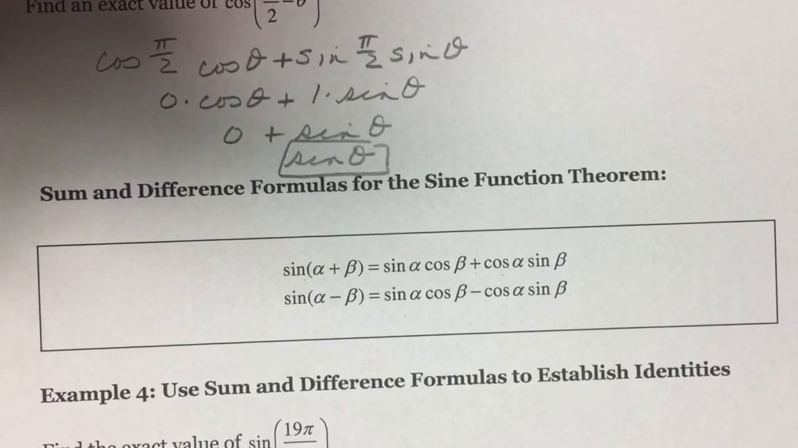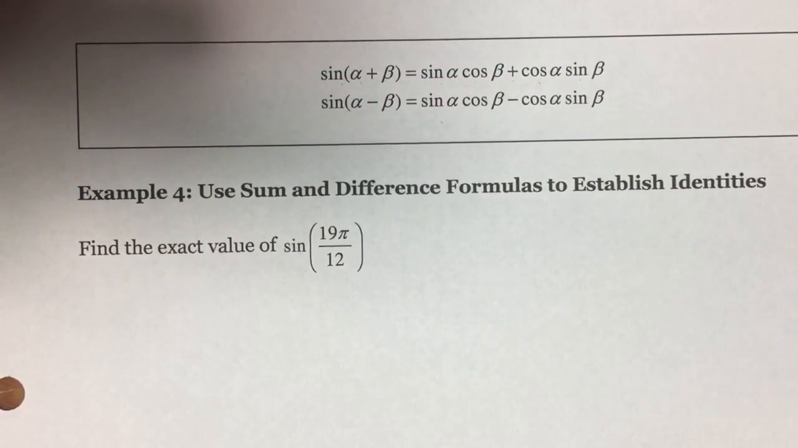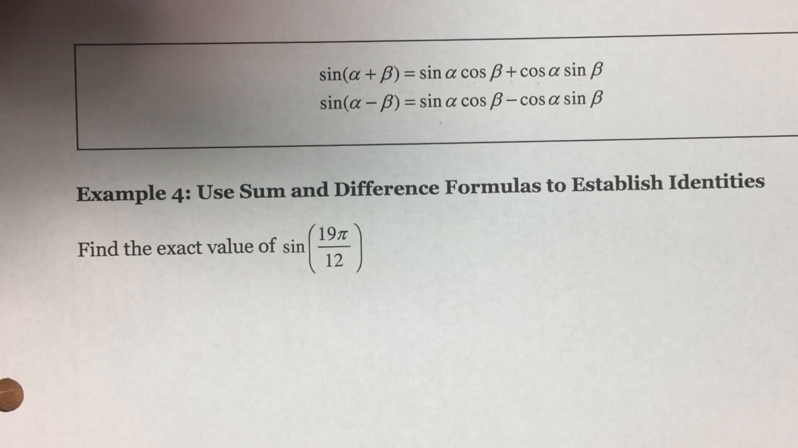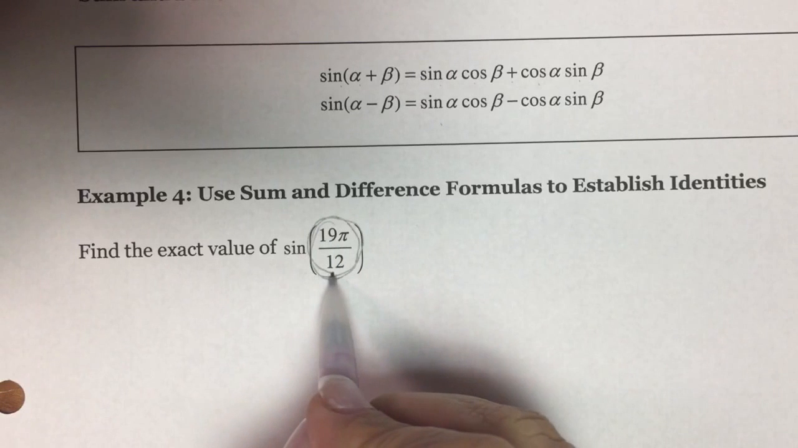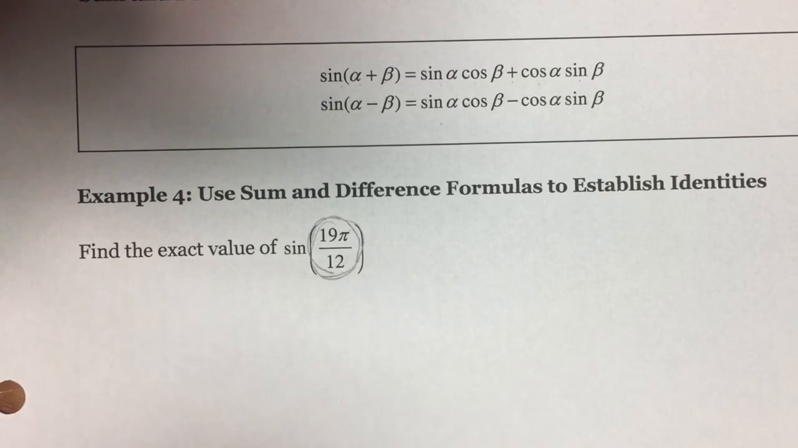Okay, so here we go. Now this is going to be a little bit more difficult because notice we're in pi radians here. So we have to figure out, now this is fairly big, so I'm going to assume that I need to figure out two angles that add up to be 19 pi over 12.